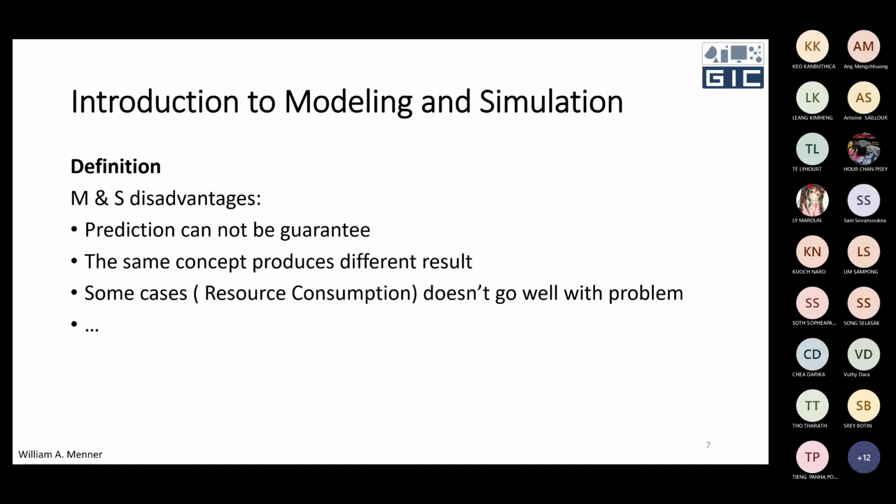Modeling and simulation is just a tool to try to visualize your system. So we cannot make sure that it will be 100% accurate as what we say. For example, you say that if we develop this system, you will be able to solve these problems. But in real work, when you try to develop it, you cannot get the real result as you expect. So this is one disadvantage of the system.